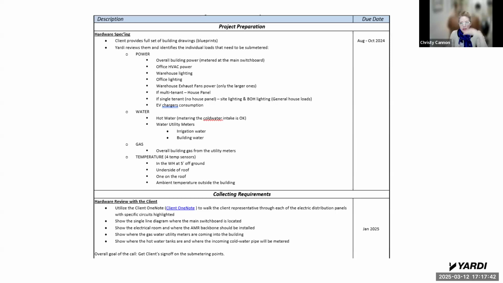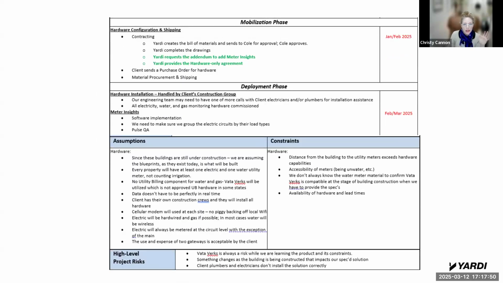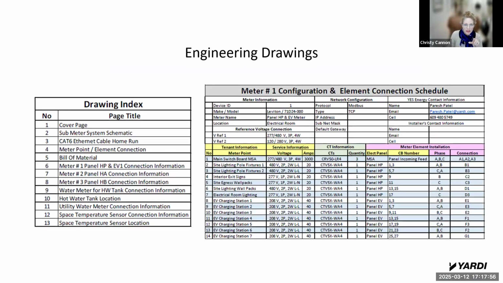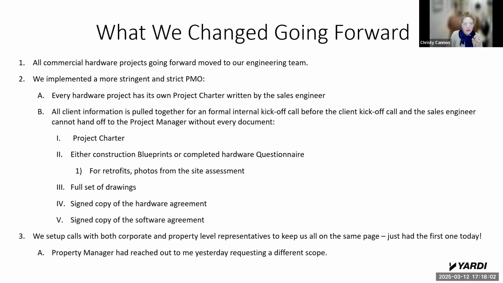Then we go through all of the different stages of a project and we line out exactly what we're doing, all of the requirements that we're collecting, the deployment phase, assumptions, constraints, high-level risks, all of this. And we'll get back to the engineering drawings. I'm going to go back. And so that's one big piece of the PMO that we've implemented, but we also now have project blueprints, construction blueprints, or completed questionnaires. The engineering project manager, who's going to be taking over the implementation of this once the contracts are signed, has got to have a really clear handoff with all of the information he needs to run the project well.